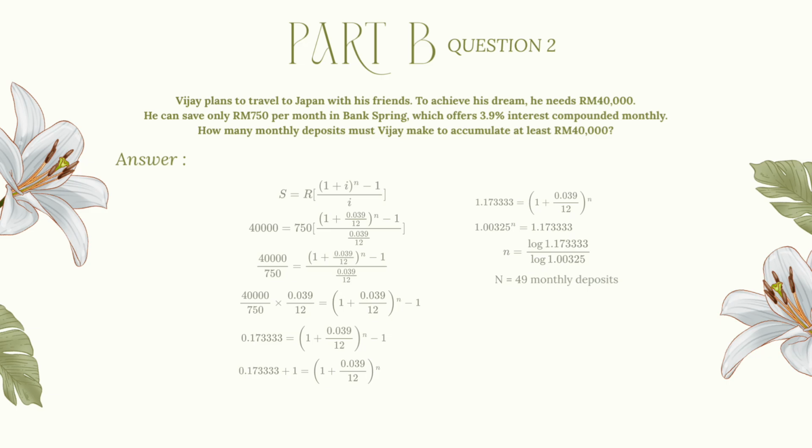1.00325 power of n equals 1.173333. n equals log 1.173333 divided by log 1.00325. n equals 49 monthly deposits.